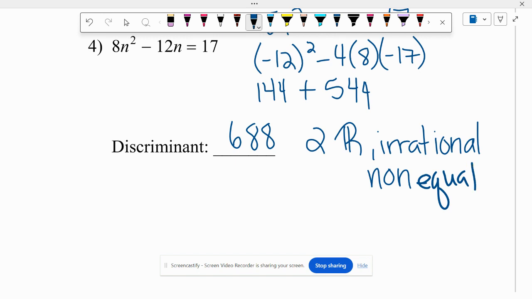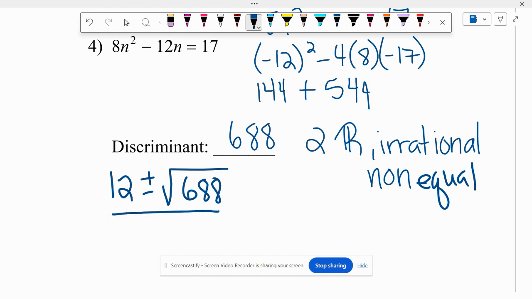Non-equal. Okay. So 2 real irrational non-equal solutions. So we have to put that into the quadratic formula and figure out what our solution is. Well, the opposite of 12, that's a positive 12. The opposite of B, plus or minus the square root of 688 all over 2 times A. Well, A is 8. 2 times 8 is 16.